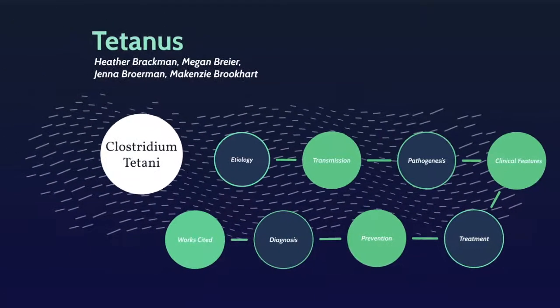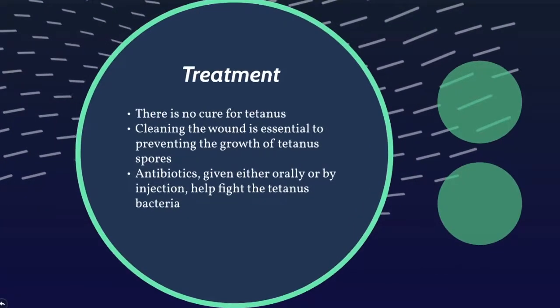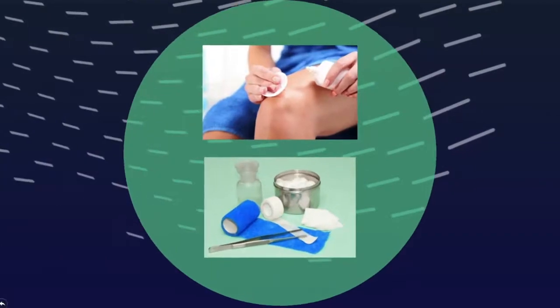Next, we're going to talk about treatment. There is no cure for tetanus. Tetanus is a medical emergency that usually requires care in the hospital. If injured, the person should have the booster shot within 48 hours of the injury. Cleaning the wound is essential to preventing the growth of tetanus spores. This involves removing dirt, foreign objects, and dead tissue from the wound. Aggressive wound care is important in treating tetanus.